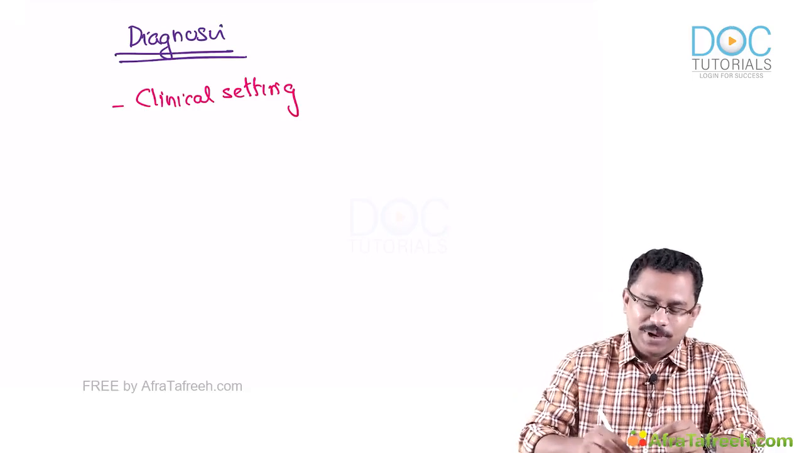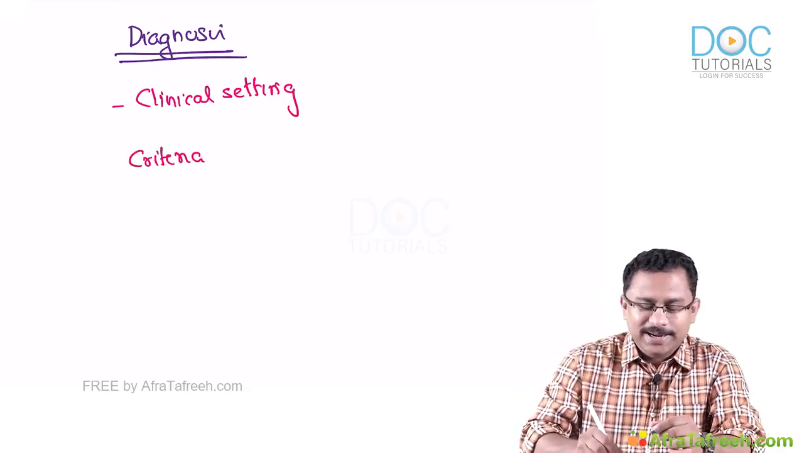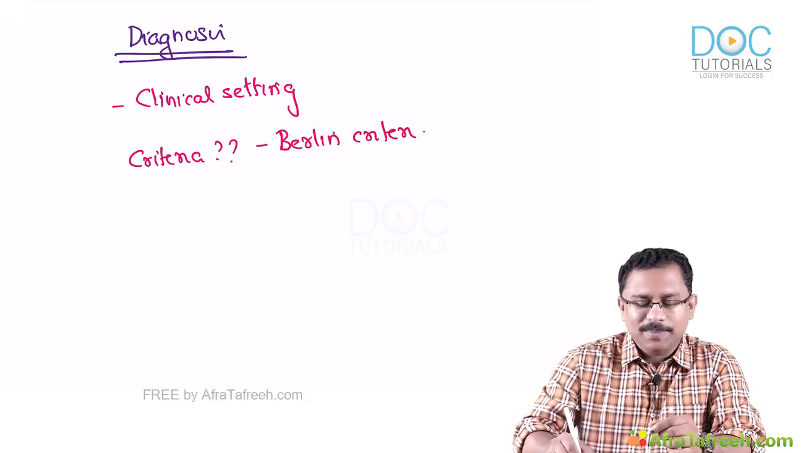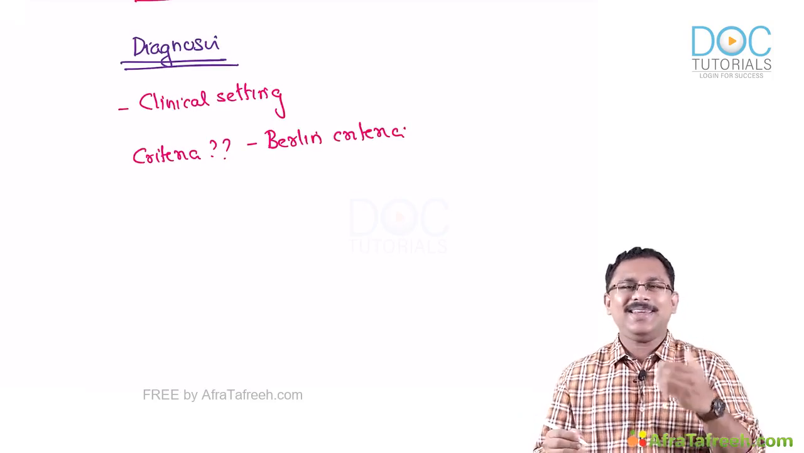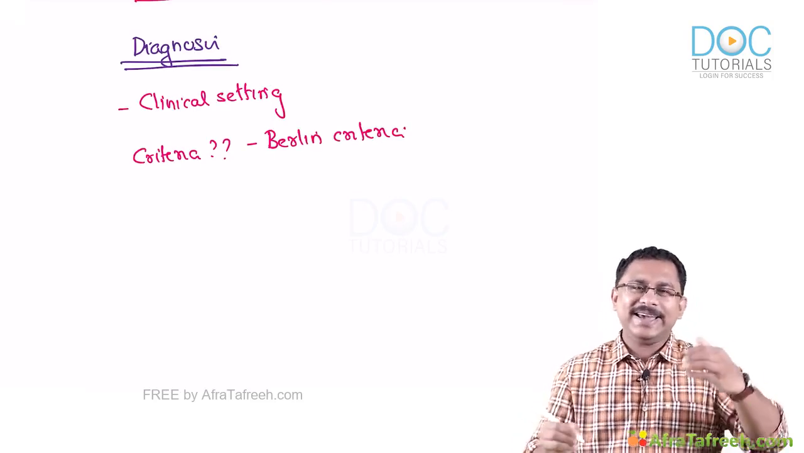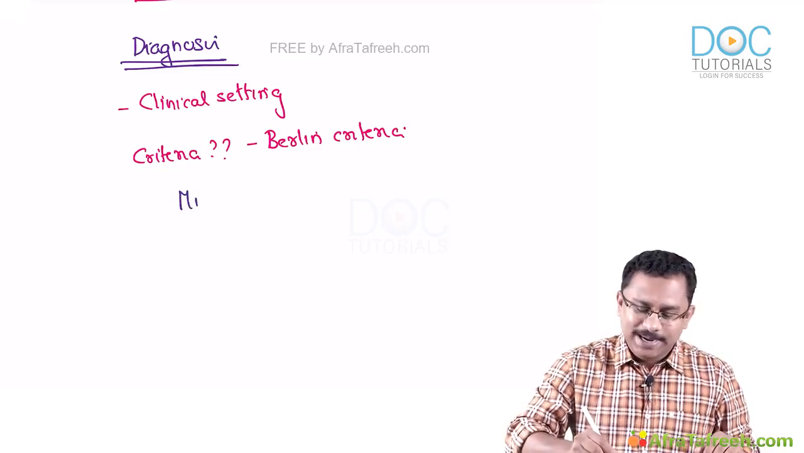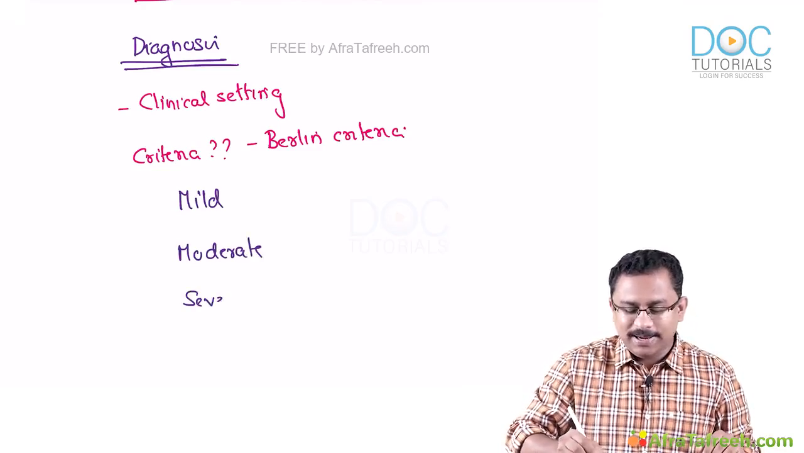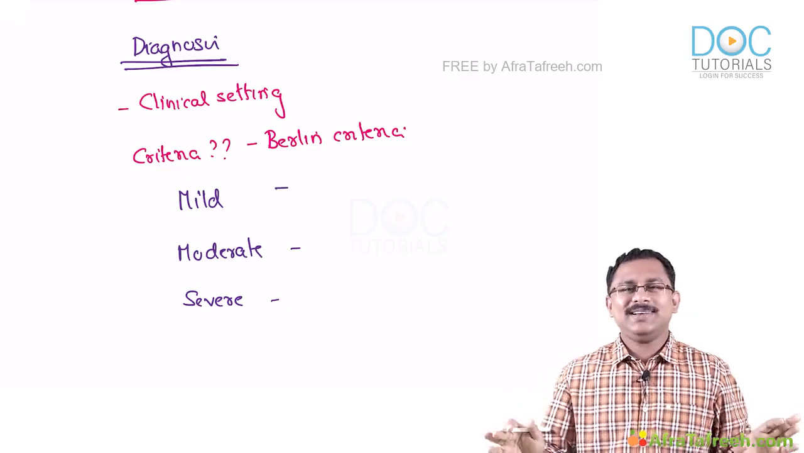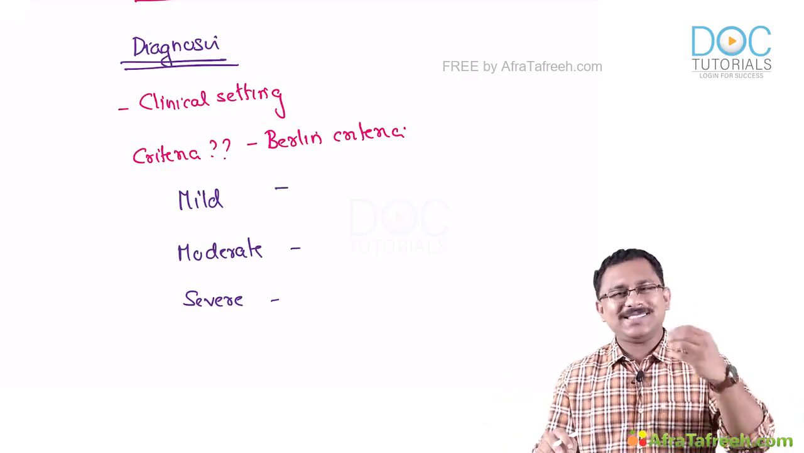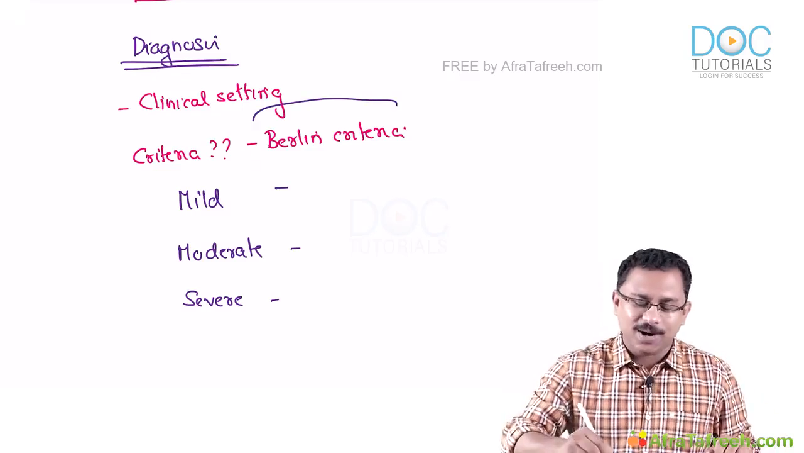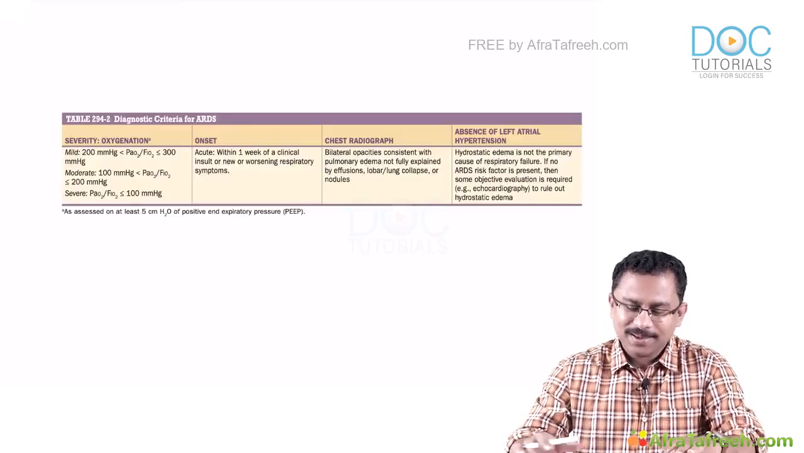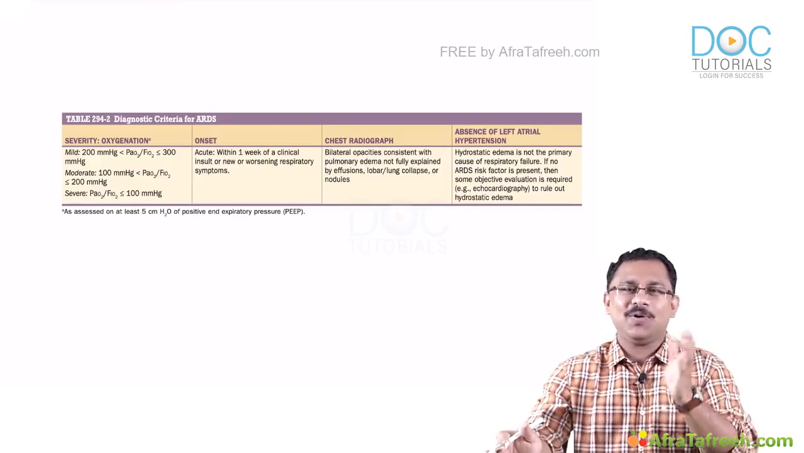So what is the criteria by which you will diagnose ARDS? The criteria is referred to as the Berlin criteria. And this Berlin criteria for ARDS subdivides the ARDS into mild ARDS, moderate ARDS, as well as severe ARDS. Mild, moderate, severe. 3 types. Now let's try to see what is this mild, moderate, severe. Let's try to see our Berlin criteria. So let's see this from Harrison, a simple one. It is dividing it into mild, moderate, severe.